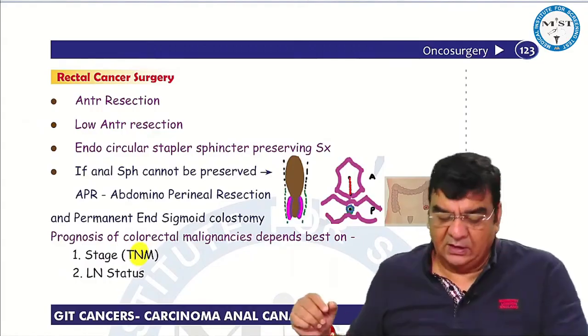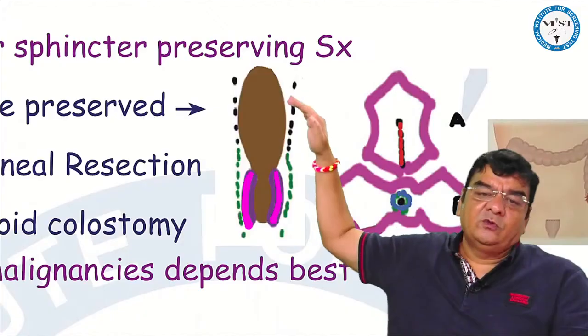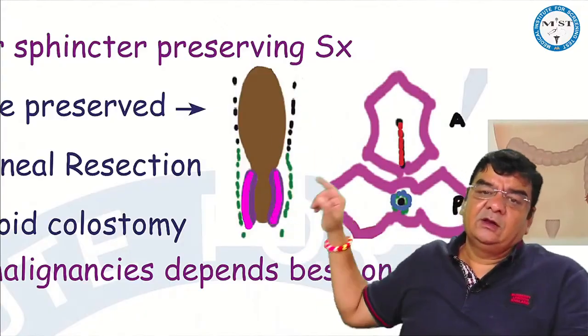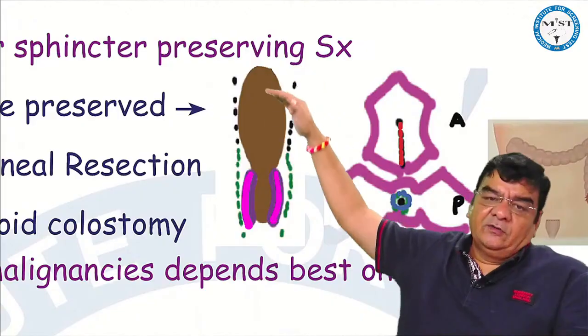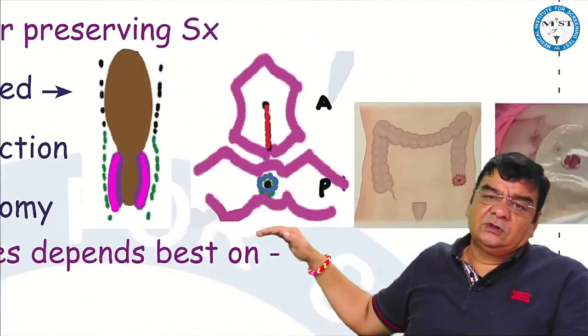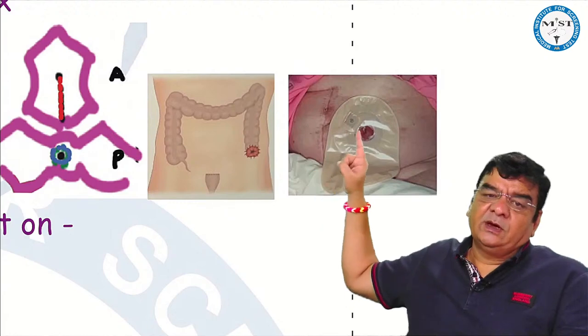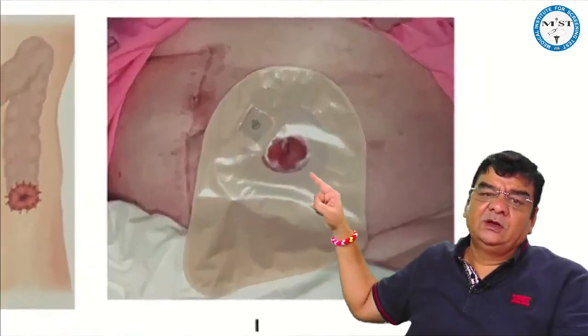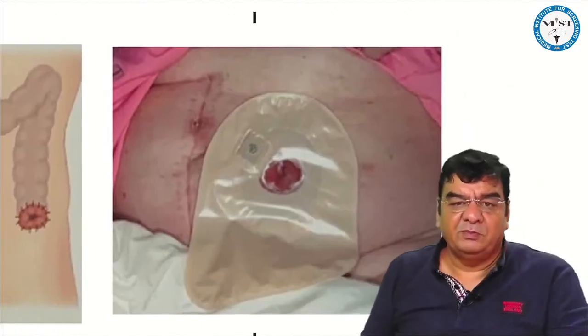If we cannot take even 1 centimeter of the distal margin, then we have to remove the entire rectum and the anal canal, abdominoperineal resection. And once this rectum and anal canal is gone, then the sigmoid colon is taken out on the abdominal wall as a permanent sigmoid colostomy. Right, and this is how we can put a colostomy bag.